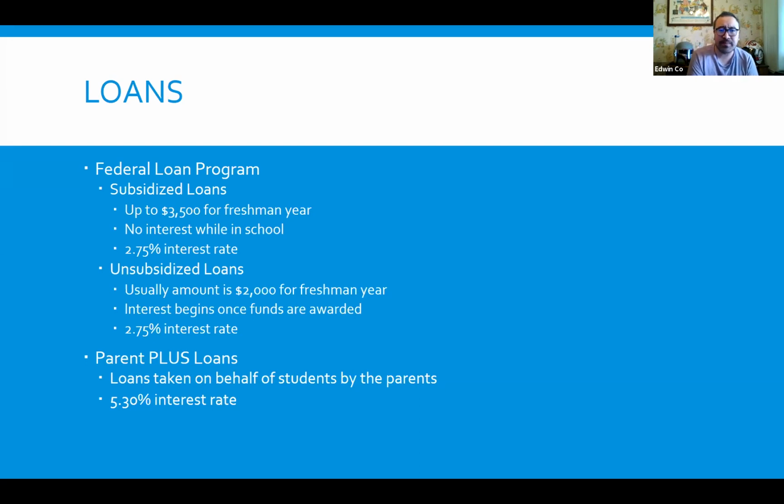The last type of loan is the Parent PLUS loan. This is one that we usually don't have to dig into unless absolutely required. This is a loan taken out by your parents under their credit history. The hope is that they can qualify for the lowest interest, which is 5.30%. With the Parent PLUS, they can borrow as much as the cost of tuition, so it's much more flexibility.